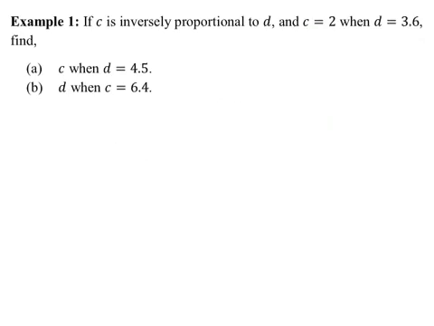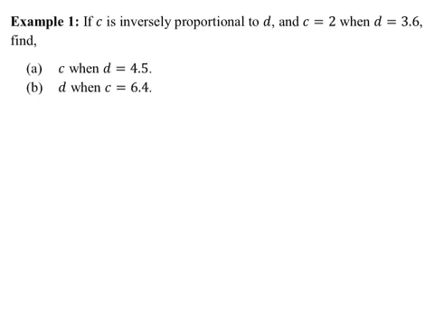Okay, let's take a look at the first example. If c is inversely proportional to d, or varies inversely as we've said, and c is 2 when d is 3.6, find the following. Find c when d is 4.5, and find d when c is 6.4. So let's take a look at part A first.